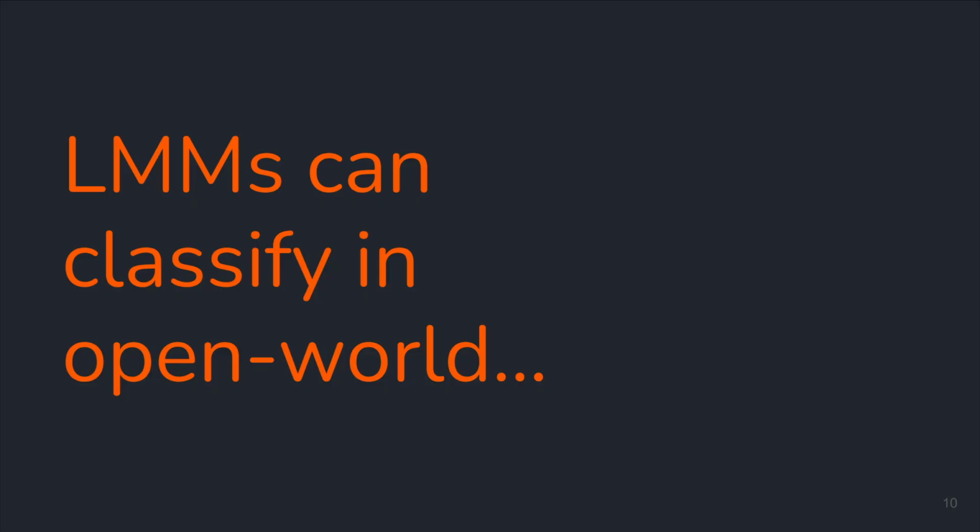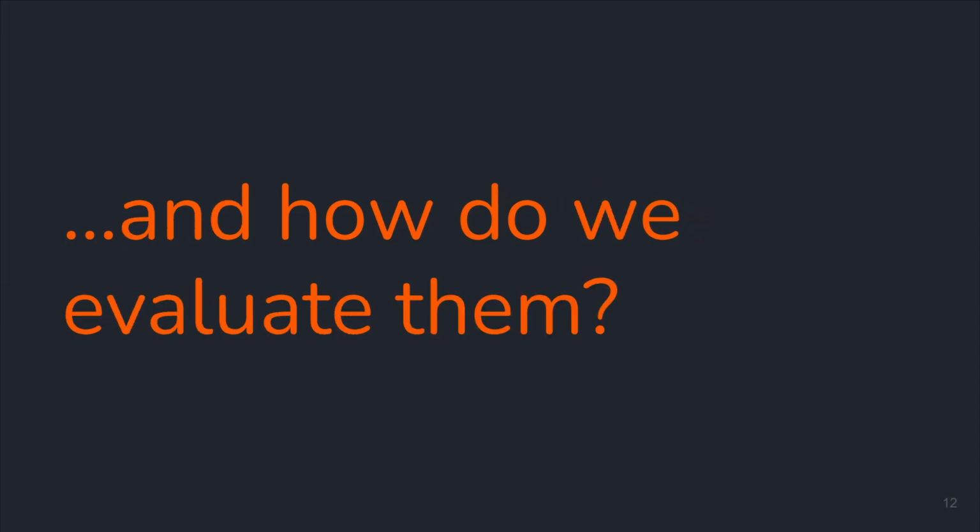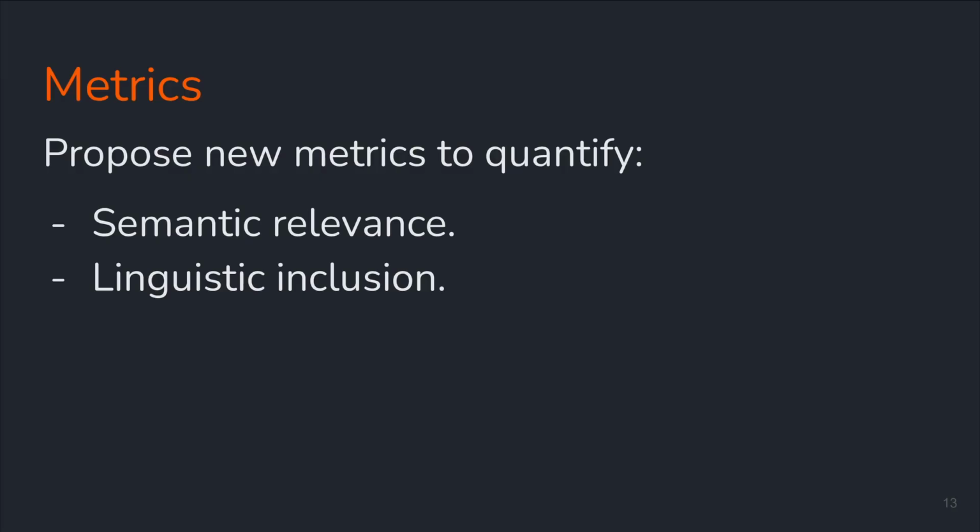Then it's clear that large multimodal models can classify in open world, but how do they perform? And also, how can we evaluate them? We first respond to the second question and propose two properties we want to quantify. First is semantic relevance and second is linguistic inclusion, with the first one roughly responding to the question of if the predictions are semantically close to the ground truth, and the second one responding to the question of if these predictions actually match the ground truth label.